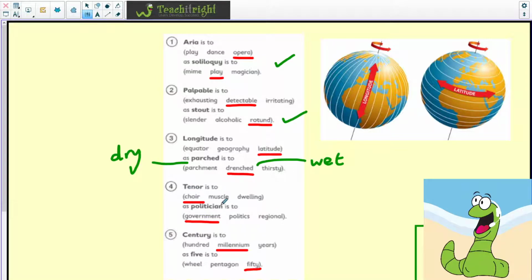Tenor is to choir, because of course these are words that mean the individuals that belong to these groups. So a tenor would be in a choir, and a politician would be in government. Well done if you got that one.